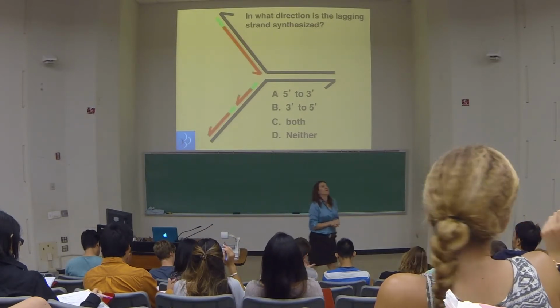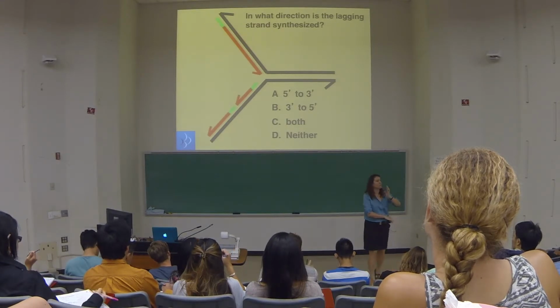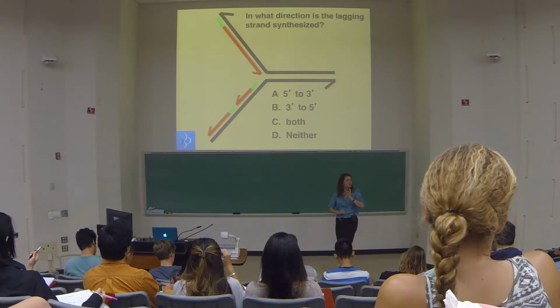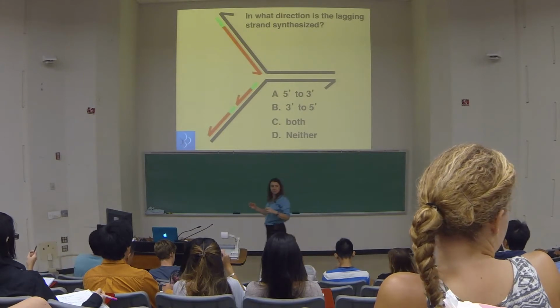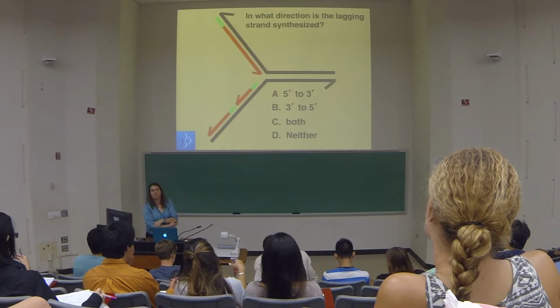Remember our DNA structure. The strands are anti-parallel. As you pull them apart, polymerase only goes in one direction, so it copies the strands in opposite directions. Okay?